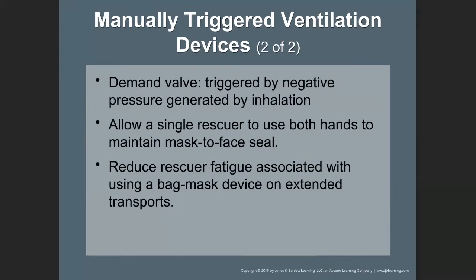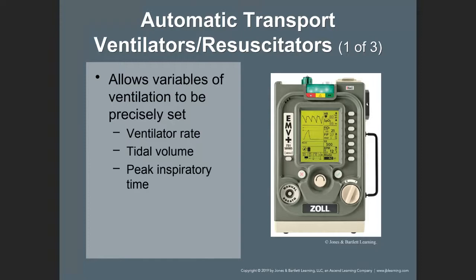It has a demand valve triggered by negative pressure generated by inhalation. It allows a single rescuer to use both hands to maintain mask-to-face seal and reduces rescuer fatigue associated with using a bag mask device on extended transport. Not something you will commonly see in the pre-hospital setting. Automatic transport ventilators and resuscitators allow variables of ventilation to be precisely set, which include the ventilation rate, tidal volume, and peak inspiratory time.